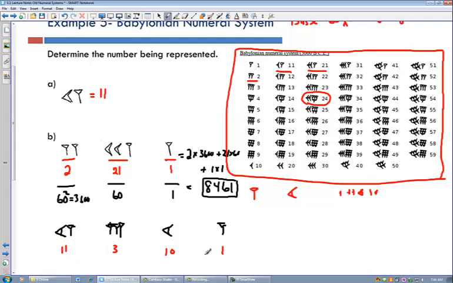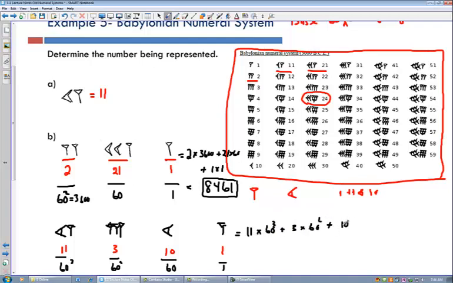Now, I can't just simply add these all up. What I first have to understand is that this is the ones place. Instead of the tens place, the Babylonians used the 60s place. This is the 60s squared place. And then this one, what do you think? If that's squared, this is probably cubed. So what this equals is 11 60 cubes. So I have 11 times 60 cubed, plus I have 3 60 squareds.